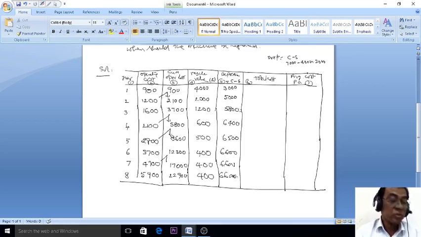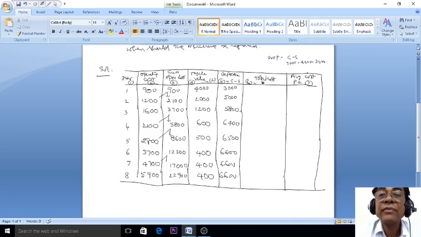So the total cost is the sixth column value. Sixth column value is equal to fifth column plus third column. What is the fifth column value? Say 3000 plus third column 900, 3900.